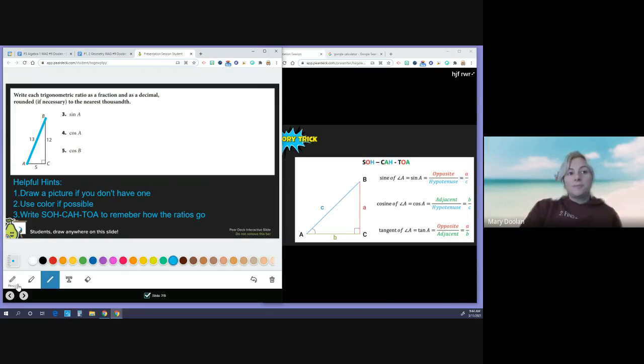So this side here, depending on the angle, could be adjacent or opposite. Well, what am I looking at first? Sine of A. Sine, SOHCAHTOA, is opposite over hypotenuse. So let me put a fraction bar here.